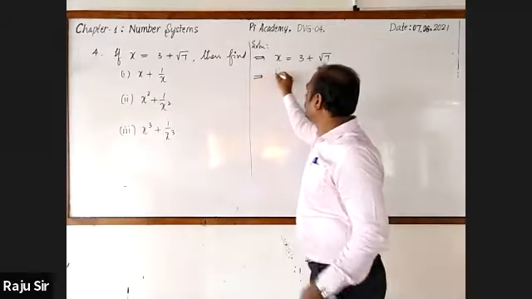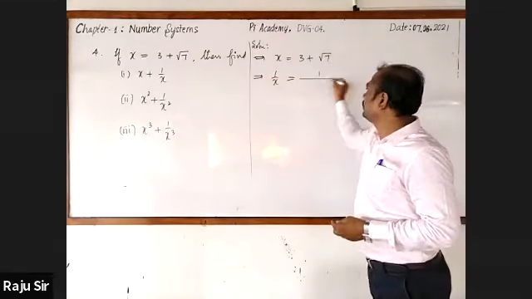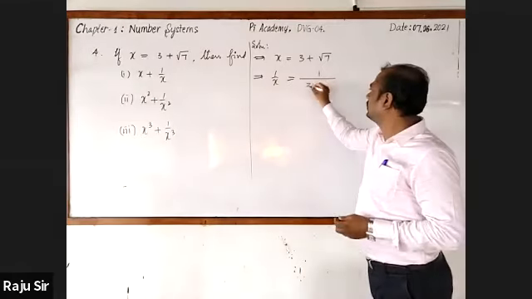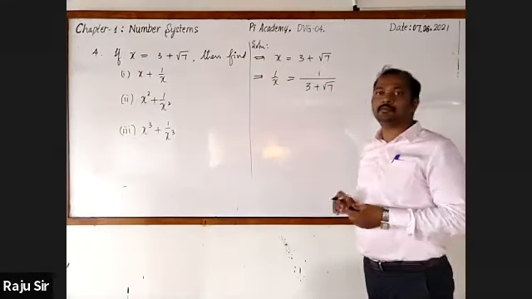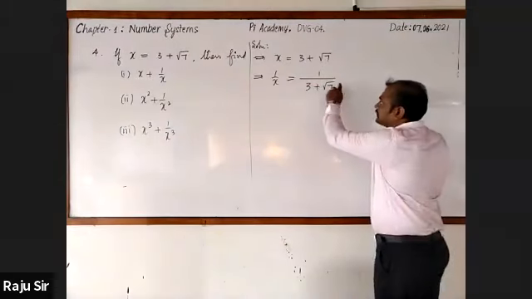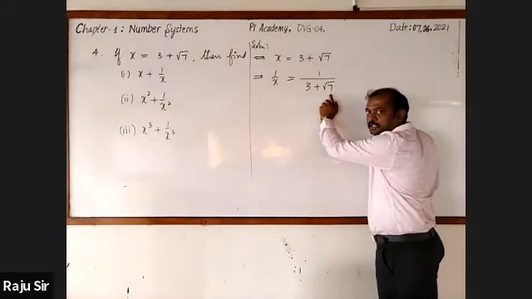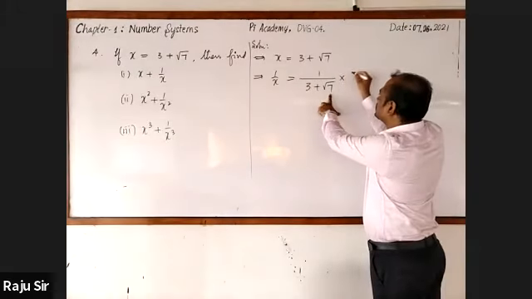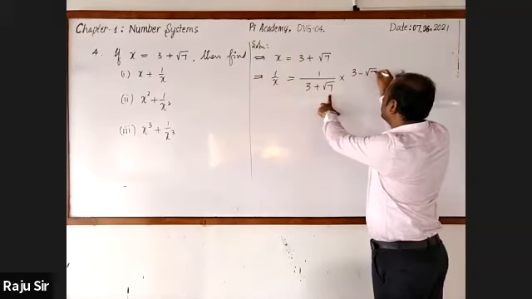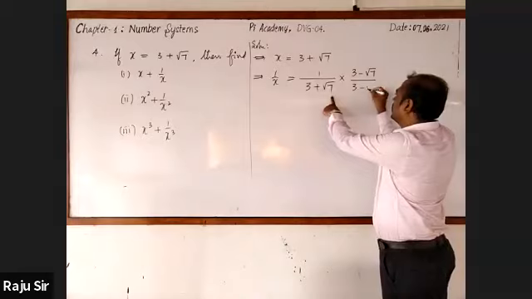Next, 1 by x is equal to 1 by 3 plus root 7. You know how to simplify. Take the conjugate of the denominator. 3 plus root 7, its conjugate is 3 minus root 7. Multiply 3 minus root 7 to the numerator as well as to the denominator.